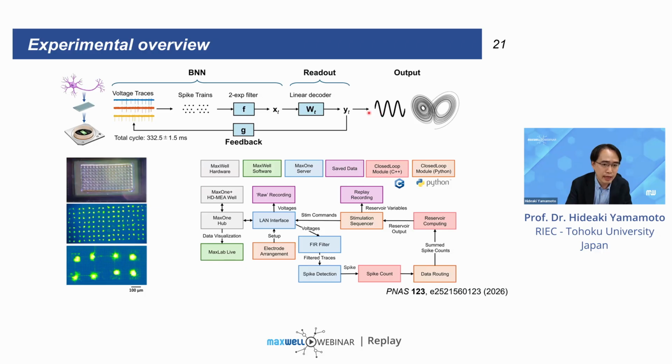And based on this output, we deliver a feedback stimulation to the neurons and ask whether the readout weights here can be trained in an online manner so that the cultured neurons that are driven by its own spontaneous activity and this feedback from the output can generate designed time series signal, such as the sinusoidal wave or chaotic attractors.